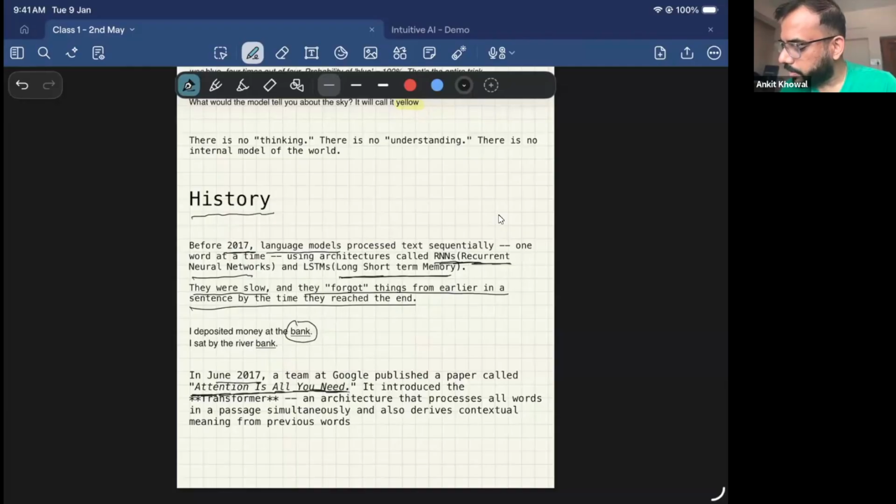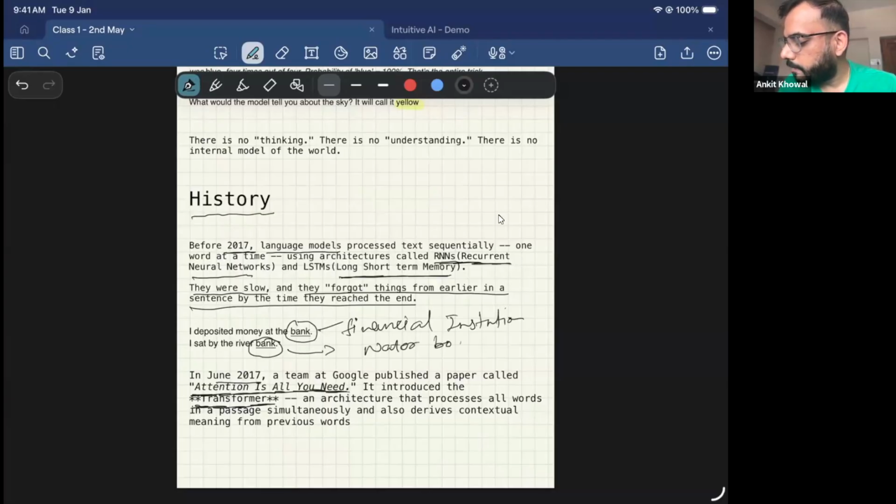So it introduced a concept called transformers. We'll dive deep into the architecture of the transformer. But what transformers did was they introduced a way by which you could process all these words in parallel, and you could also remember the context of the previous words. Why is this important? Let's say you have these two sentences: I deposited money at the bank. I sat at the river bank. If you look at this word bank, here it means a financial institution, correct? And here it means a water body.